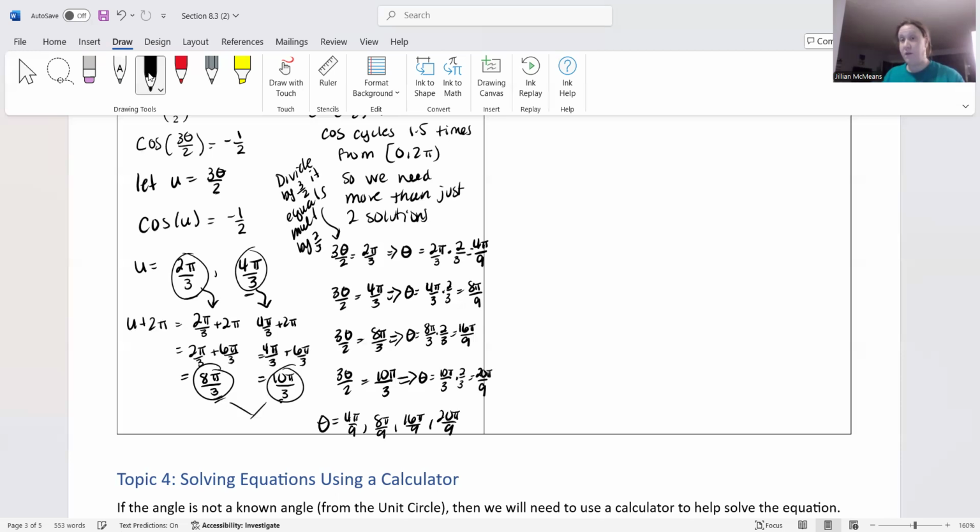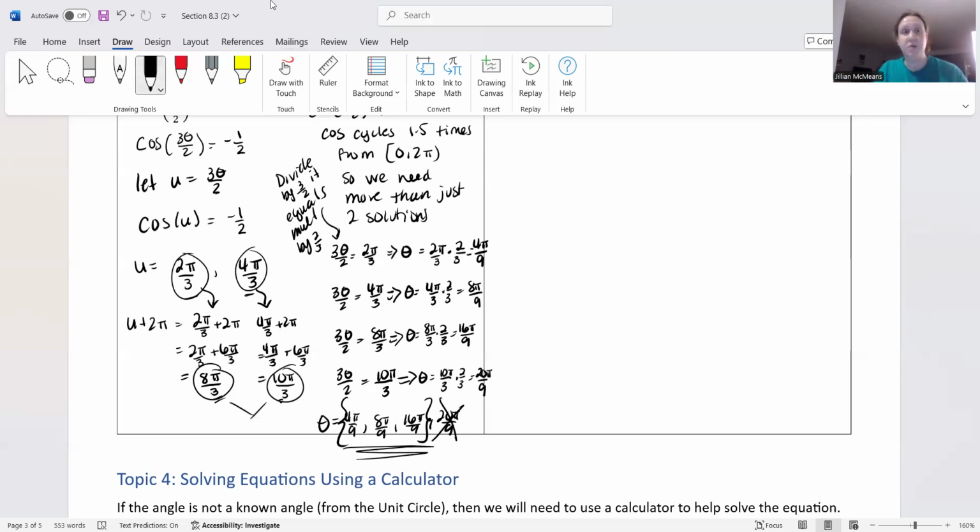But we need to make sure all of these are between 0 and 2 pi. Well, 4 divided by 9 is less than 2, so it's less than 2 pi. 8 divided by 9 is less than 2, which is less than 2 pi. 16 divided by 9 is less than 2, and so we get less than 2 pi. But 20 divided by 9 is more than 2, so this one doesn't work. This one is outside of that domain restriction that we initially set for theta. So that kind of makes sense. We know one full cycle of cosine would give us 2 solutions, but we need 1.5 cycles of cosine, and that gives us our 3 solutions. So this is our solution set from 0 to 2 pi.